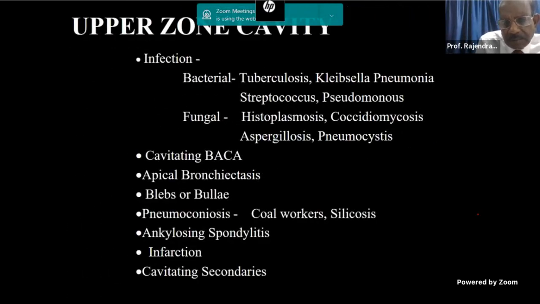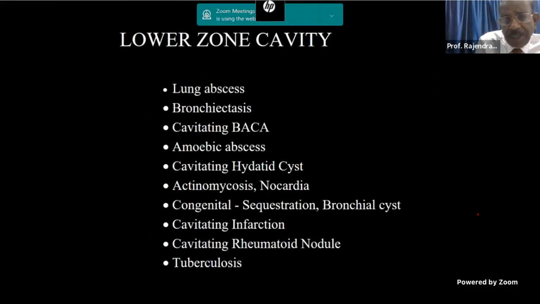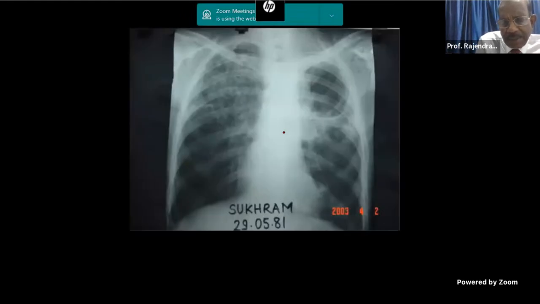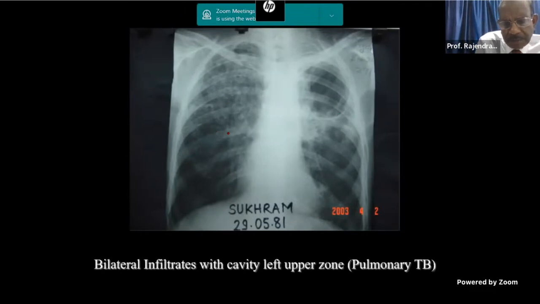And then if the cavity is present in the upper zone, the differential diagnoses are too many. But I say that if the cavity is in the upper zone, tuberculosis should be the first diagnosis. And if the cavity is in the lower zone, the same cavity, then tuberculosis should come at the end. Others include lung abscess, bronchiectasis, amoebic abscess, cavitating lung cancer. So everything can be there. Here you find there is a cavity and there are infiltrates. This is typical of bilateral tuberculosis.